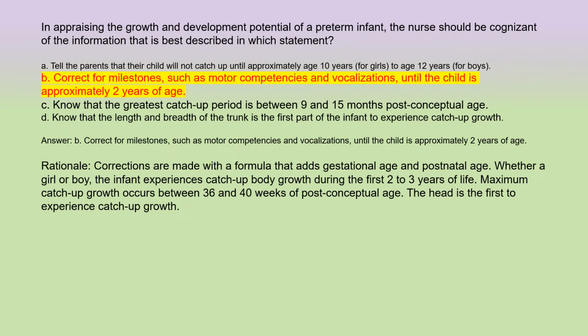Answer: B. Correct for milestones, such as motor competencies and vocalizations, until the child is approximately 2 years of age. Rationale. Corrections are made with a formula that adds gestational age and postnatal age. Whether a girl or boy, the infant experiences catch-up body growth during the first 2 to 3 years of life. Maximum catch-up growth occurs between 36 and 40 weeks of post-conceptual age. The head is the first to experience catch-up growth.